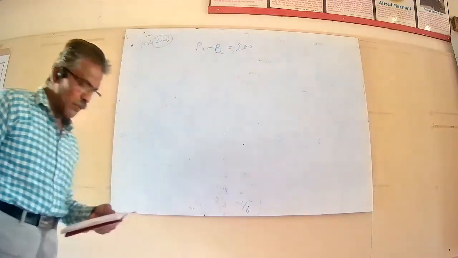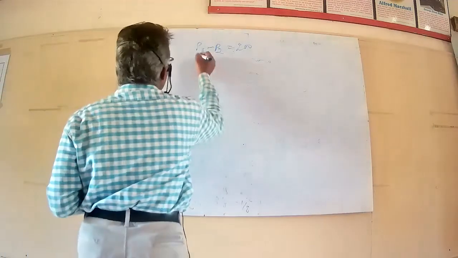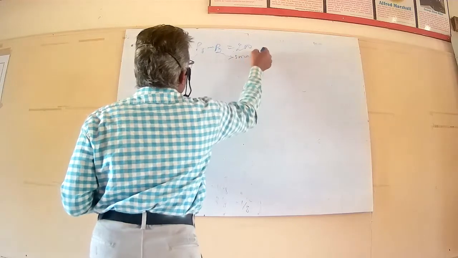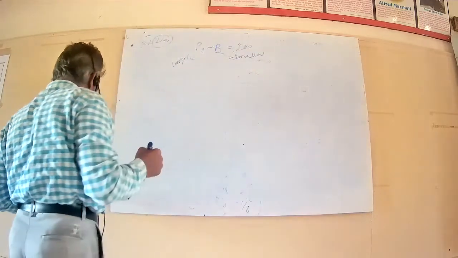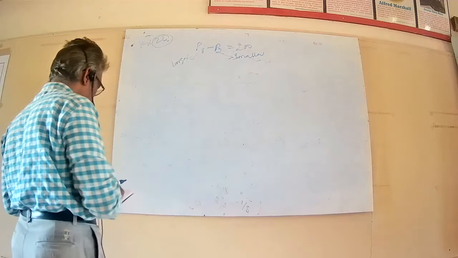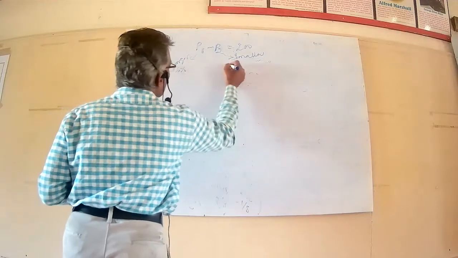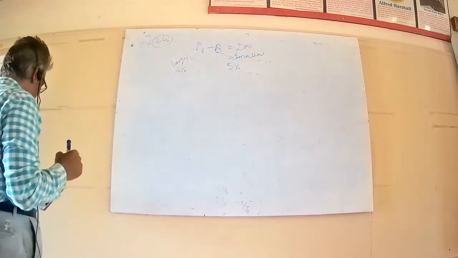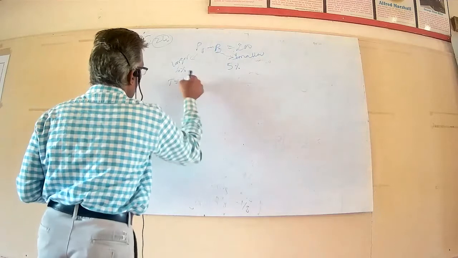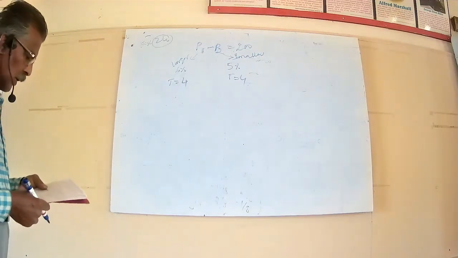Differing by 200, the sums are lent out, the smaller at 6% per annum and the larger at 5% per annum. Suppose this is larger and this is smaller. For the smaller it is 6% PA and for the larger it is 5% PA, at the end of 4 years. Here also T equal to 4 years.